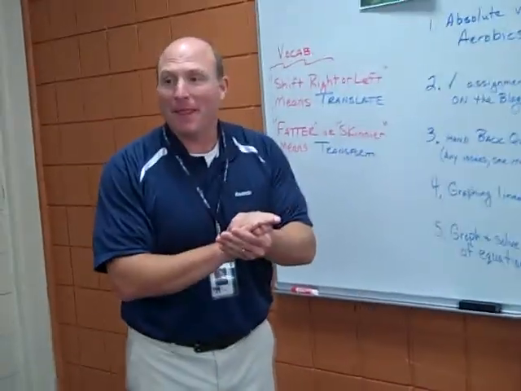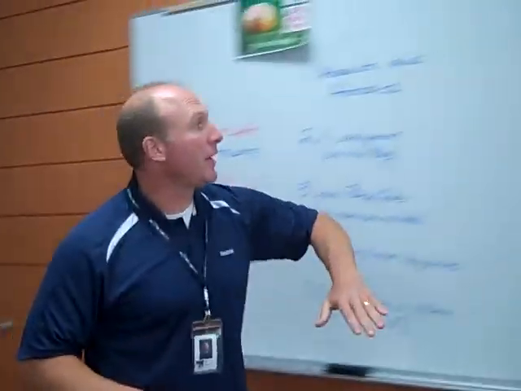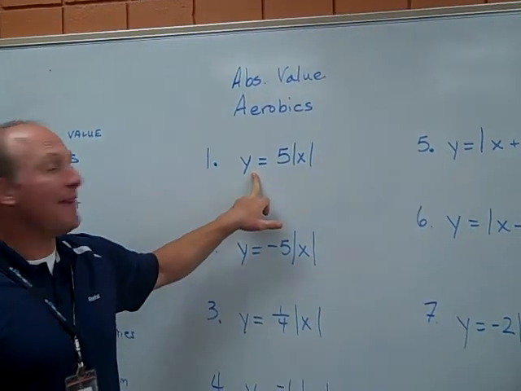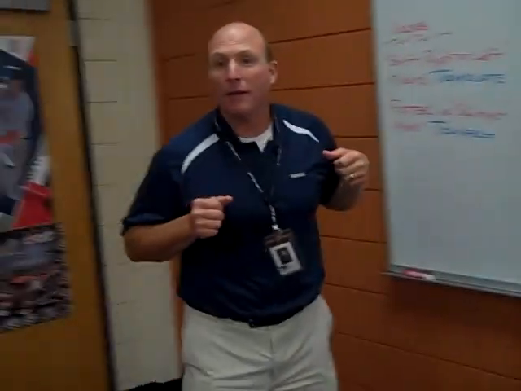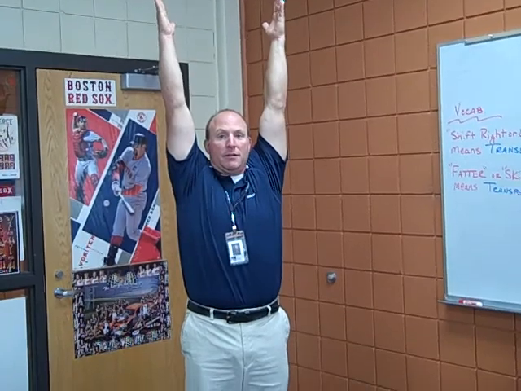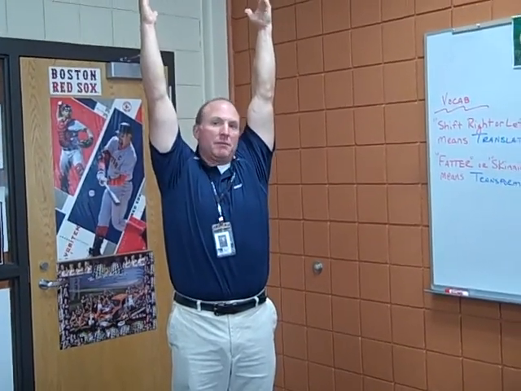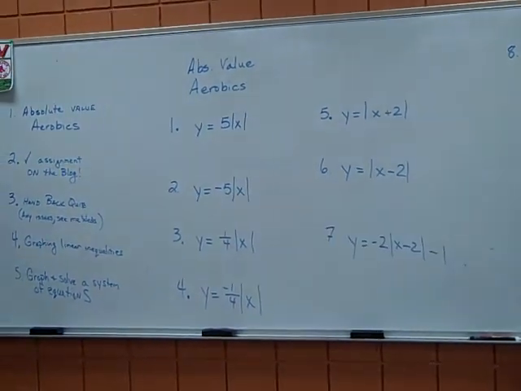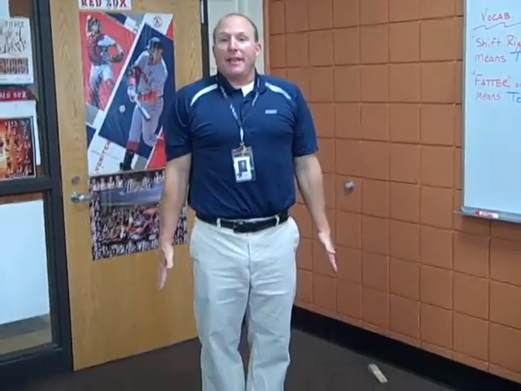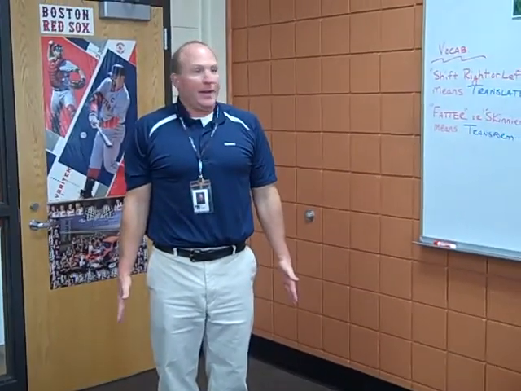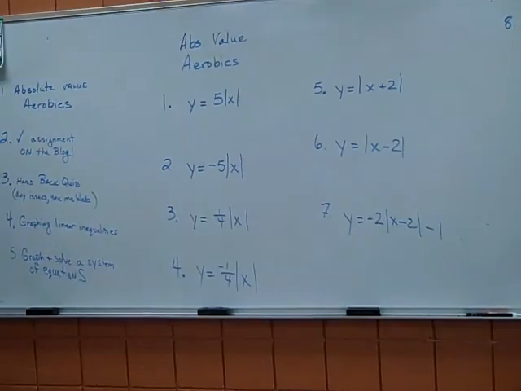All right. Here we are. We're going to start with y equals 5 absolute value x. Okay? Here we go. Ready? 5 absolute value x. Remember, we're going to be skinnier. Skinnier. Okay? Next one. Negative 5 absolute value x. Ready? Negative. Down, then skinny. Look at that. I look thinner already.